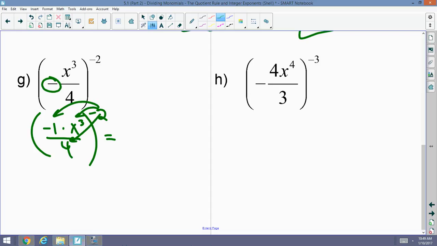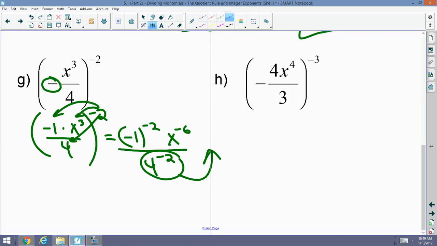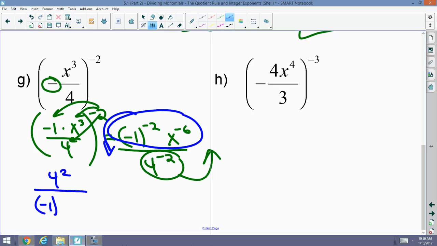So this becomes -1 to the -2, x to the -6, and 4 to the -2. But I cannot have negative exponents. So this guy's got to go up, and these guys got to go down. So this is going to become 4 squared over -1 squared x to the 6, which equals 16 over x to the 6. Please follow what I did.